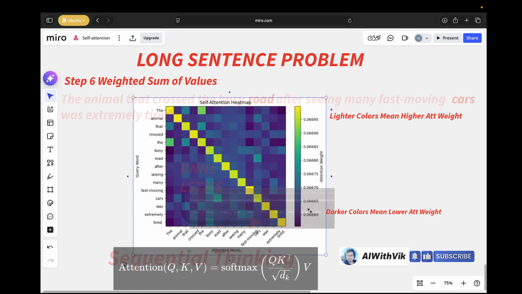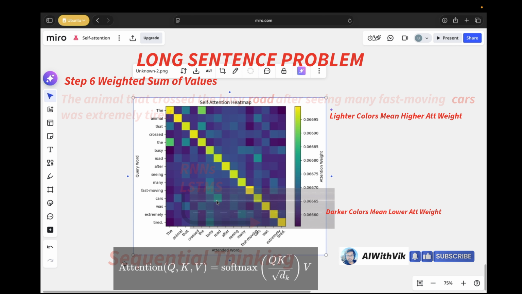Now you can see the self-attention heat map here. Let's look at road and cars. Understand that these are the attention weights, which get higher and higher. Cars and road are very light in color, which is very different from the other colors here, which means the attention is focused right now. The algorithm is trying to focus on these two words.